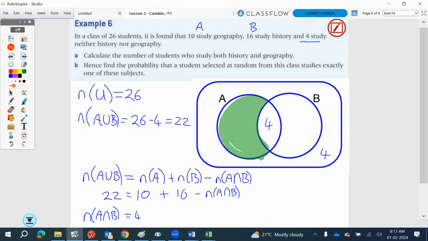How would you say intersection? How do we name this region? Good. A intersection B complement. This is A intersection B complement. How many students are in this subset? How many are in A? 10. So how many are here? 6. Good one.